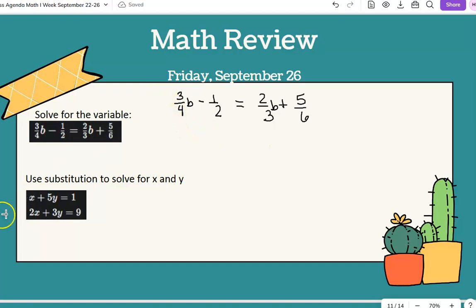So I'm going to multiply everything by 12 because 4, 2, 3, and 6 are all common factors of 12. Okay, when I do that, 12 divided by 4 gives me 3. 12 divided by 2 gives me 6. 12 divided by 3 gives me 4. And 12 divided by 6 gives me 2.